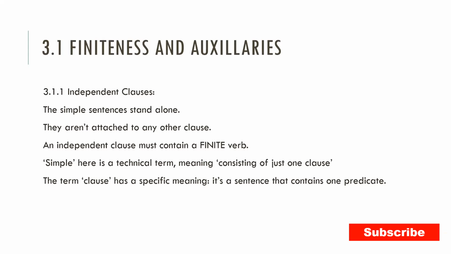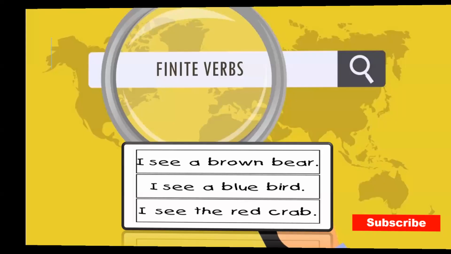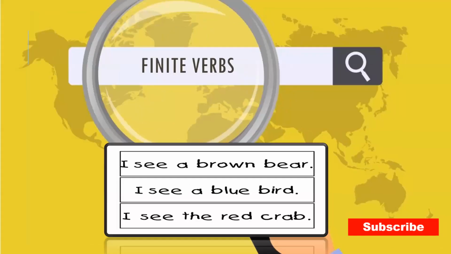So I think that this would be a new concept to all of you people. Like what is a finite verb, what is a non-finite verb. So before going into the depth, I would like to explain what is a finite verb. Finite verbs are basically those verbs that show us the tense of an action. Like for example, here if we are saying, I see a brown bear.